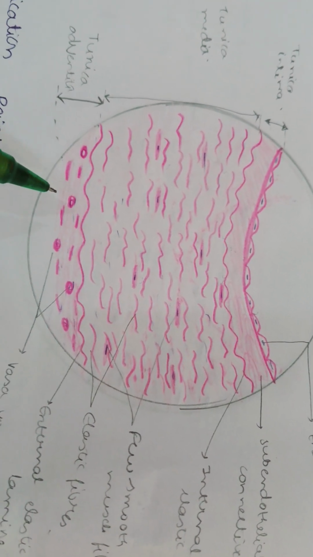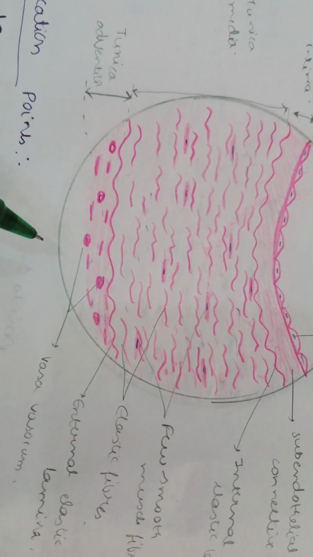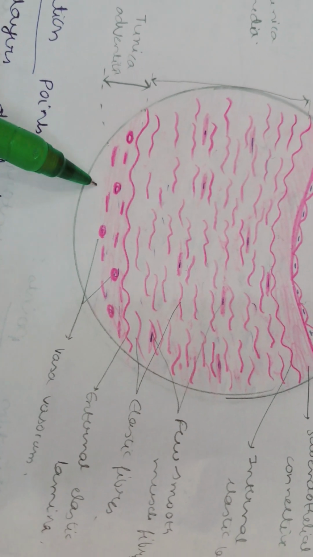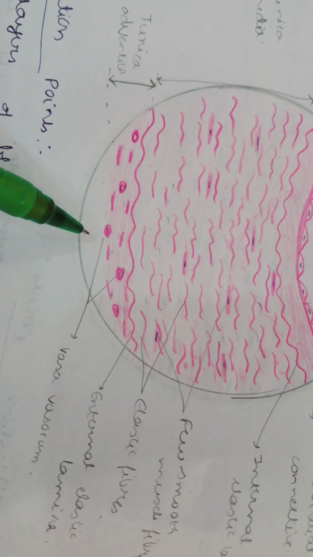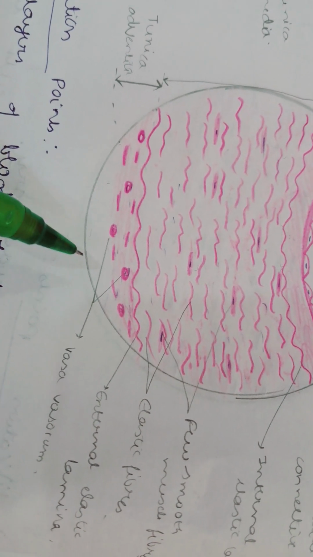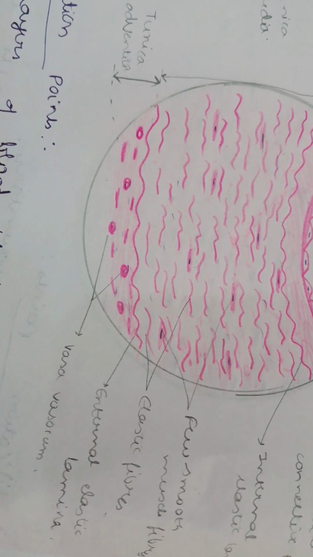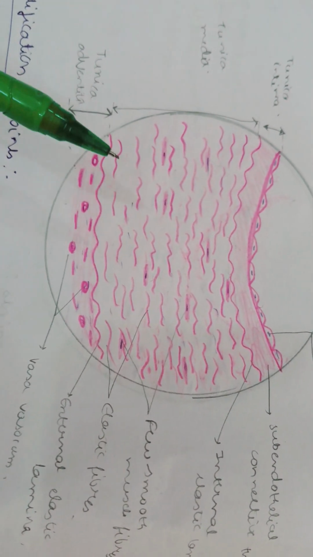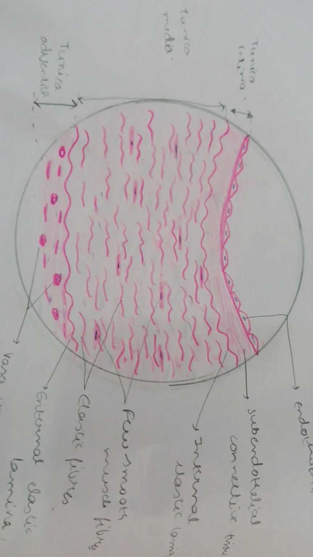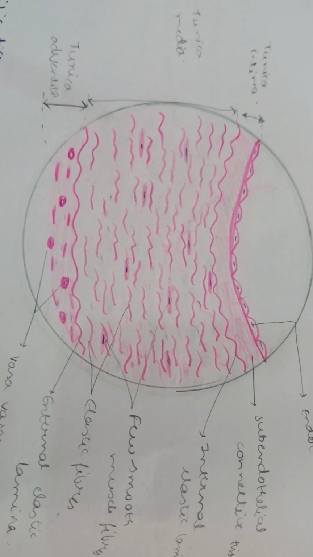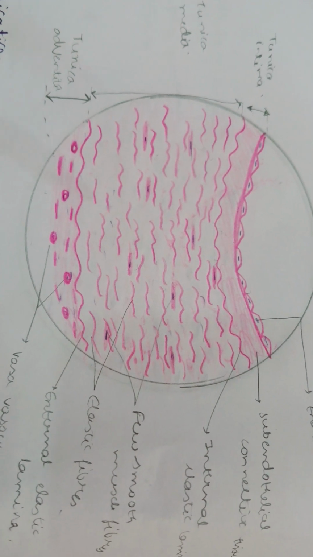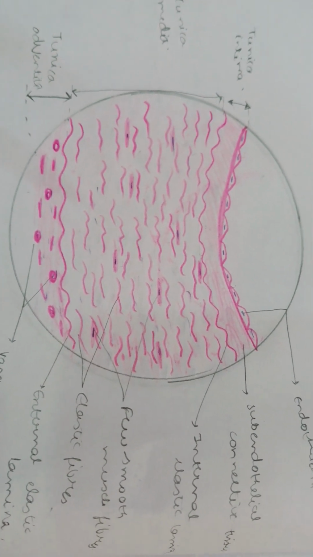And tunica adventitia. It is the outermost connective tissue layer with prominent collagen fibers and also contains vasa vasorum. Vasa vasorum are nothing but the blood vessels that supply the walls of large blood vessels. These are nothing but the vessels in the vessels. Examples include aorta, brachiocephalic trunk, common carotid, subclavian and common iliac arteries.